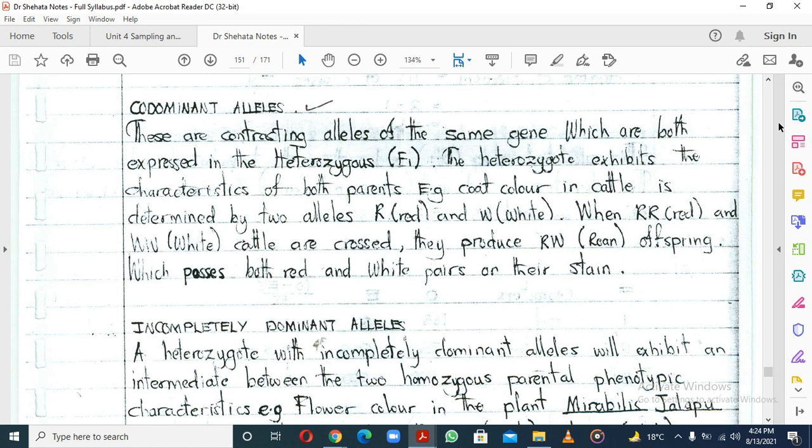So you're going to have white here, red there. Both alleles are going to be expressed even in the heterozygous form. So that's something that's very, very important about the codominant alleles.